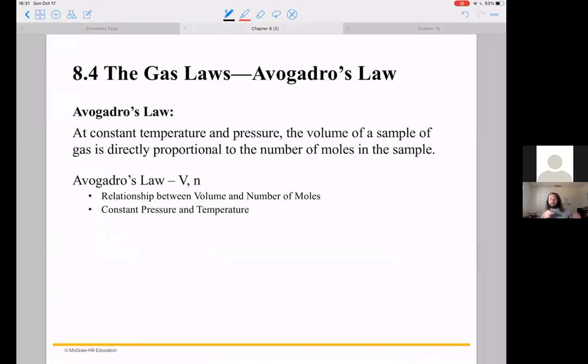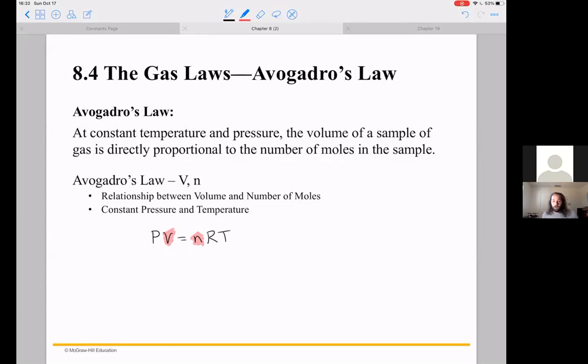Let me show you mathematically, because this chapter is all about these mathematical relationships. How do I get the relationship between volume and number of moles? Again, we're going to start with PV equals nRT. Everything in this lecture is going to revolve around you having memorized that formula. Avogadro's law is the relationship between volume and number of moles. Everything else is constant. R is always constant, and in this particular example, temperature and pressure are constant.